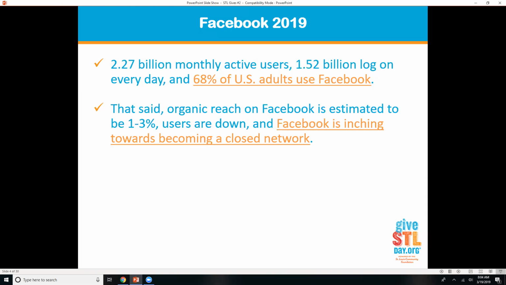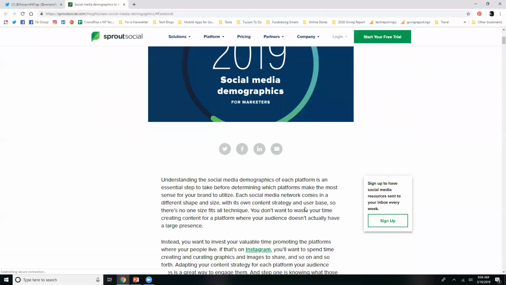We currently have 2.2 billion monthly active users on Facebook worldwide, and 1.52 billion log on every day. Now, interestingly enough, from the last 3 months, that number has actually dropped by 500 million, 500 million people. So we are seeing some decrease in people logging in, but Facebook's still very powerful. Here in the United States, 68% of US adults use Facebook.